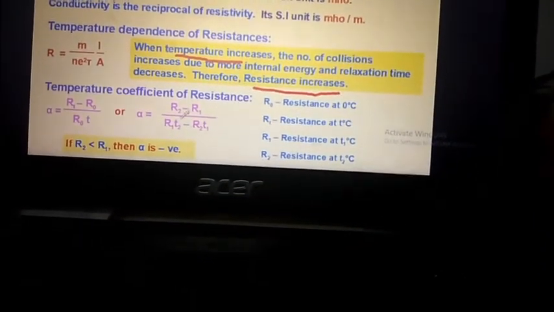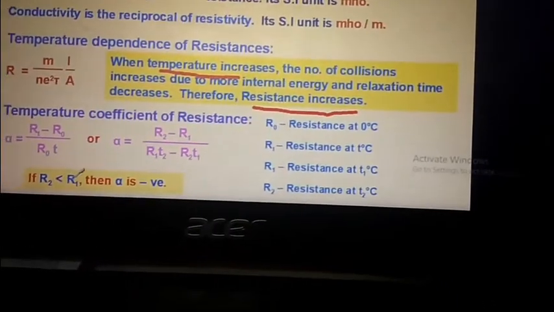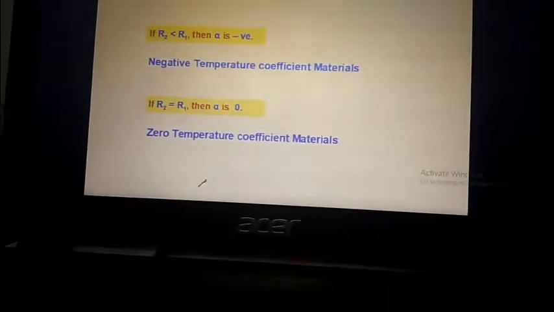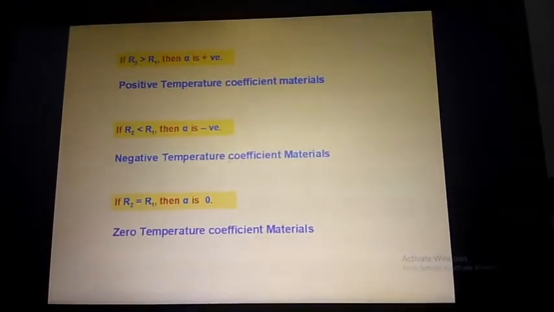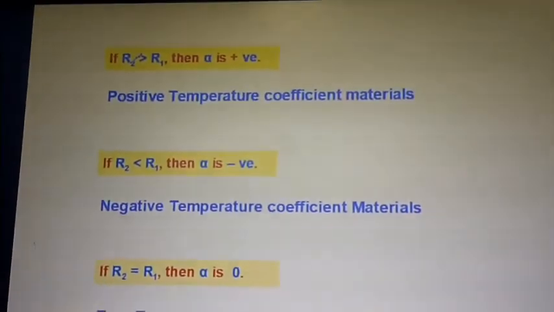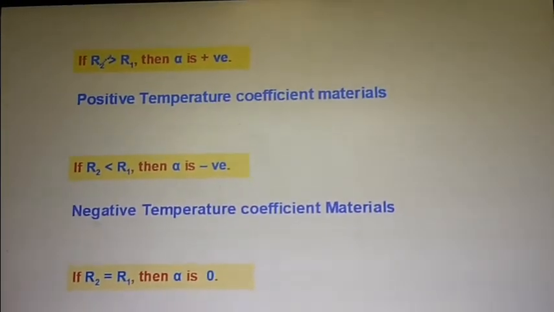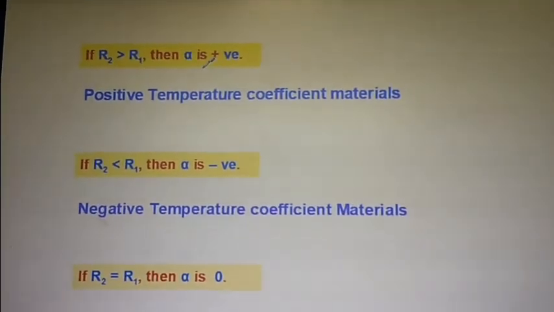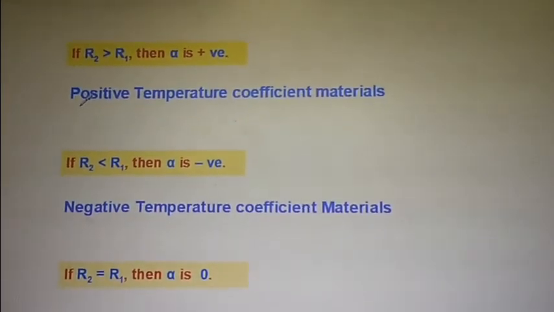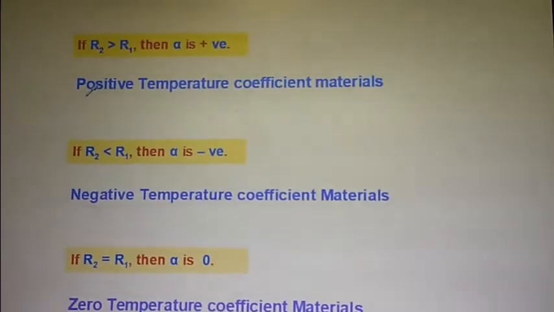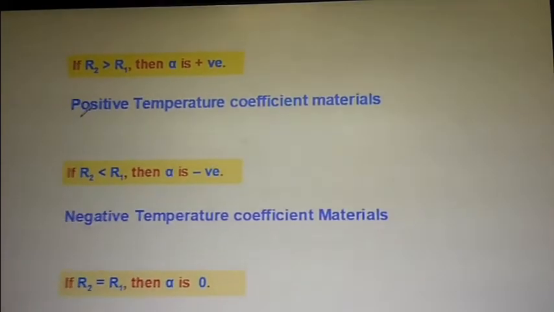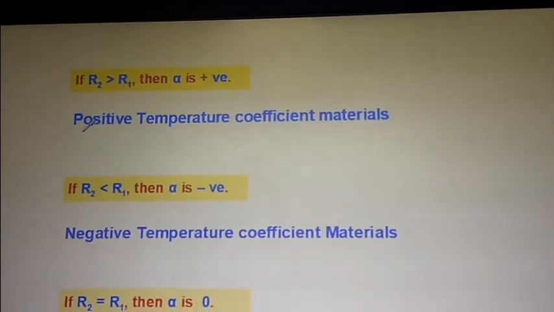From this expression it is clear that if R_2 is less than R_1, then alpha, the temperature coefficient of resistance, will be negative. So alpha may be positive, or it may be negative, or it may be 0. What is R_2? R_2 is the resistance at T_2 degrees Celsius. When R_2 is greater than R_1, then alpha is positive. Those materials are known as positive temperature coefficient materials. For example, all metals are positive temperature coefficient materials, because when the temperature increases, the resistance also increases for normal metals.